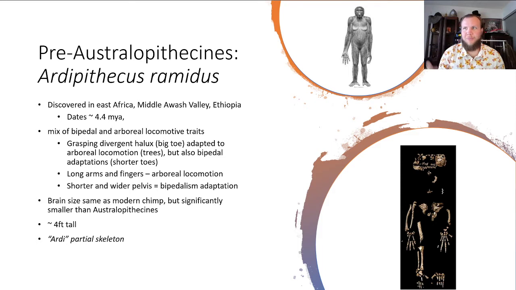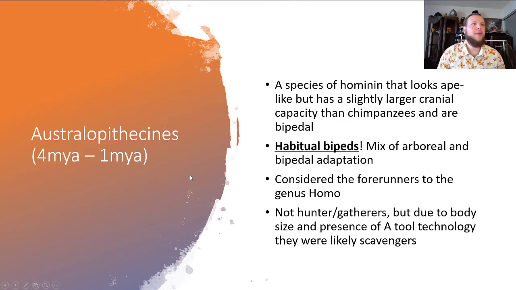And so RD means partial skeleton because we don't have the full thing. Here's the Ramidus, and here's the artist rendering of it. Or here's what we have of the skeleton of Ramidus down there. Okay. So Australopithecines, this is the most famous case, right?